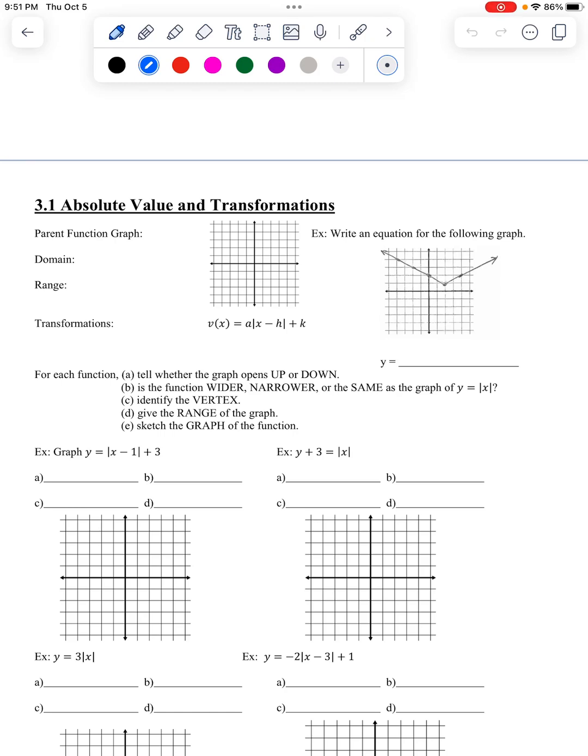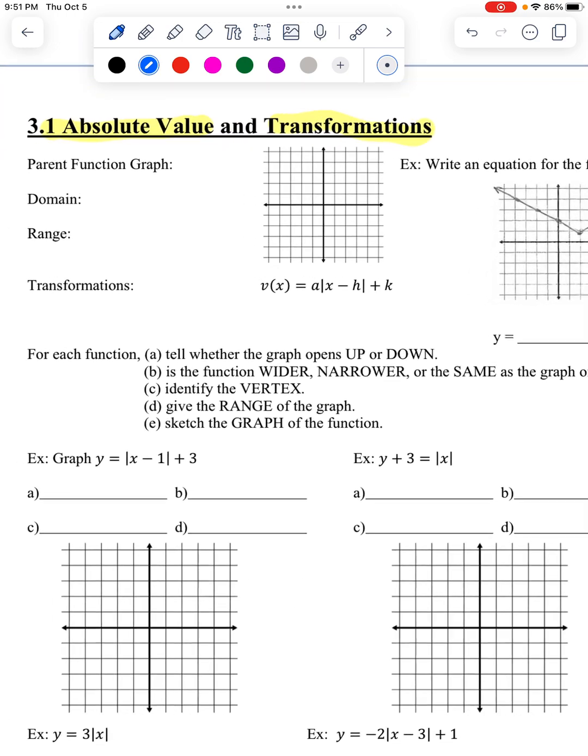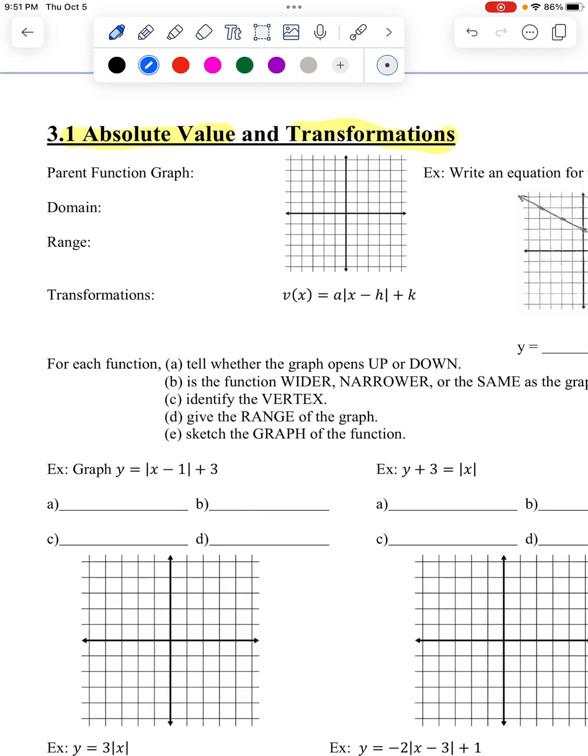Hello, math friends. We are going to venture into absolute value graphs and transformations. Transformations are just changes that you make to a graph. This does not have a ton of room, so I'm just going to cram stuff in here. The parent function graph is just going to be y equals absolute value x, which means there's nothing.